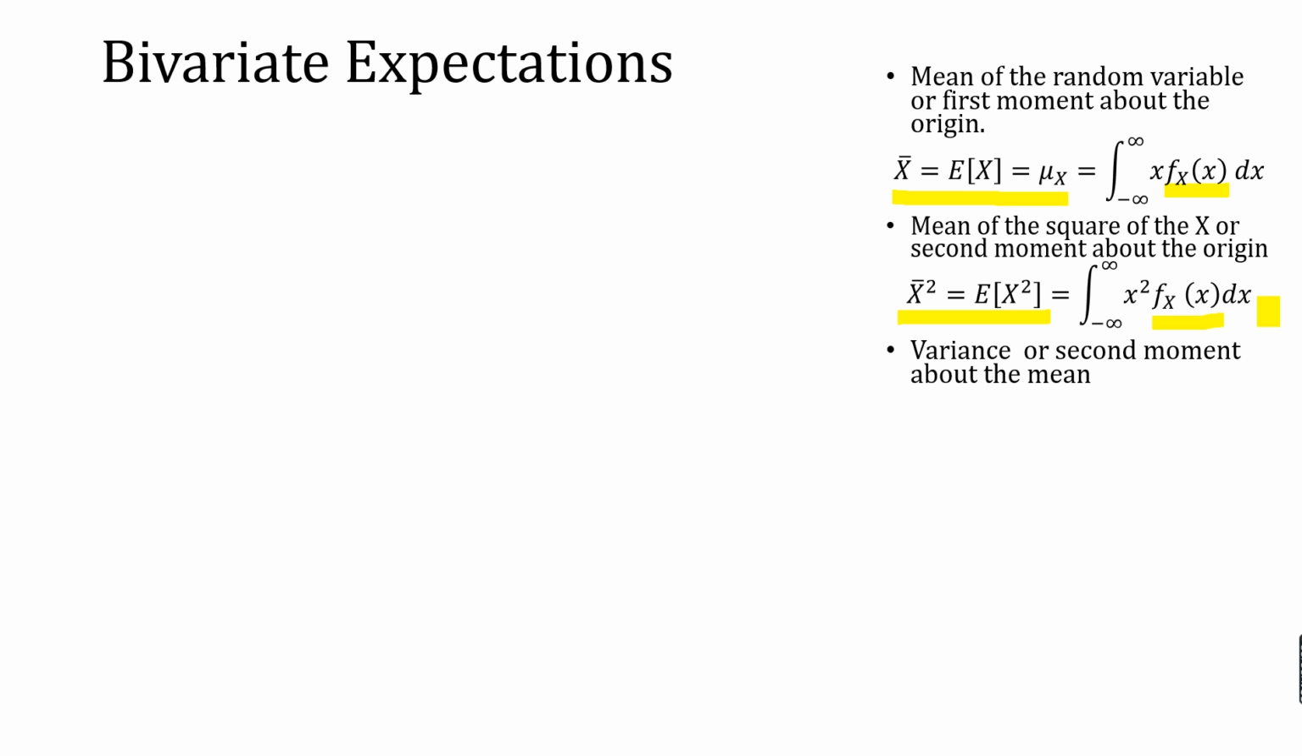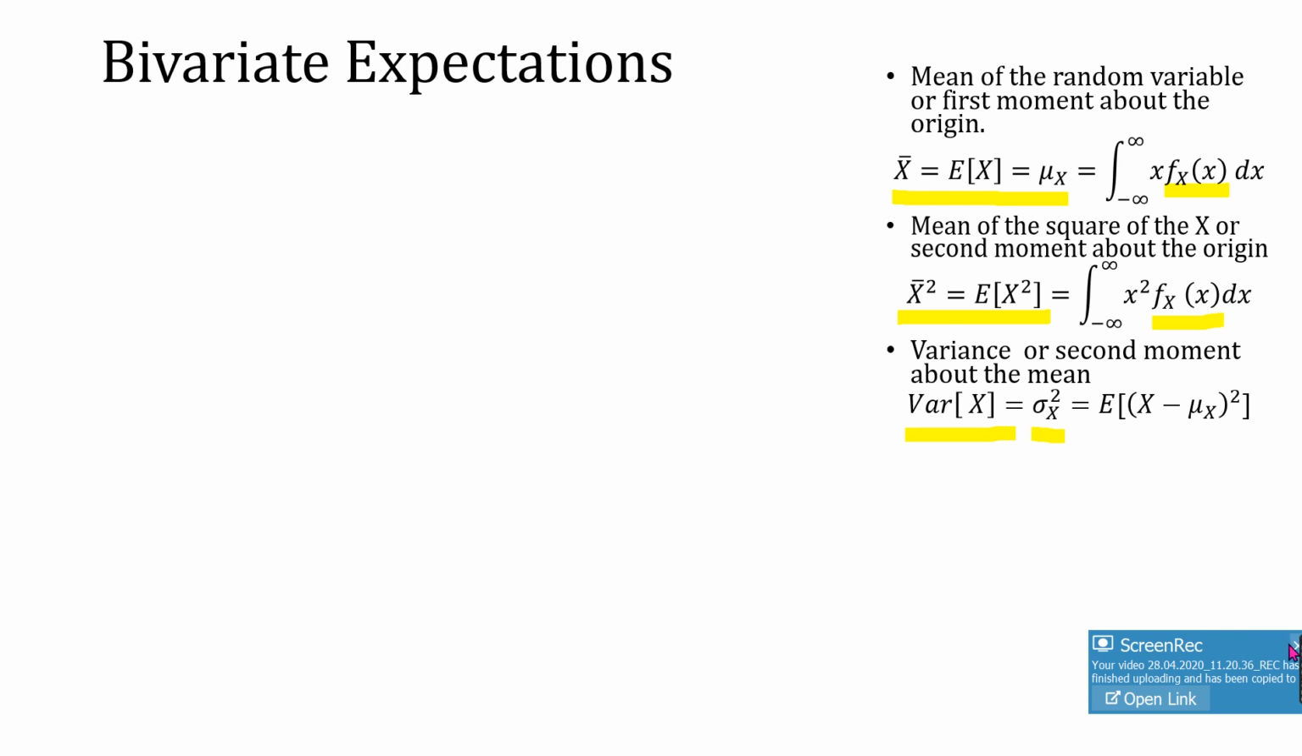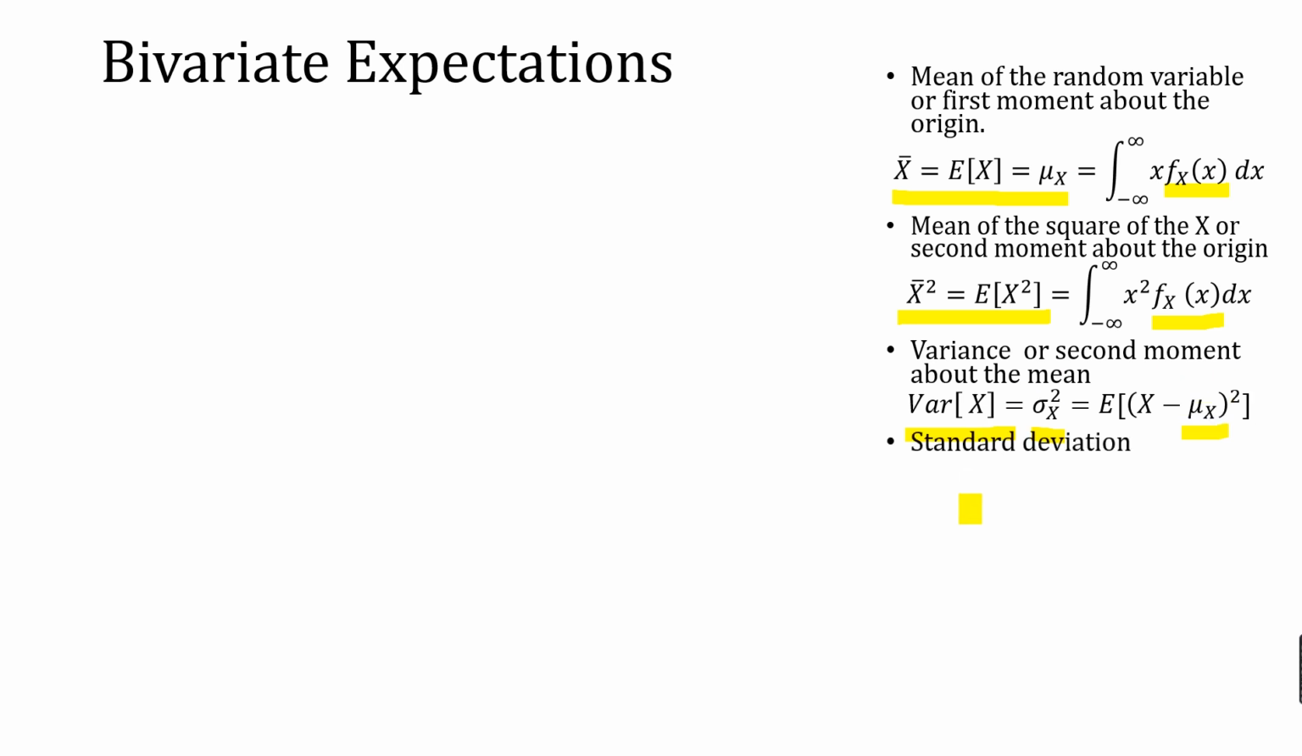Variance is also called the second moment about the mean. It can be denoted as variance of x or sigma square of x, and it can be defined as the expectation of, in the bracket, x minus mu x squared. What is mu x here? Mu x is the mean of the random variable x. The standard deviation is nothing but the square root of variance.